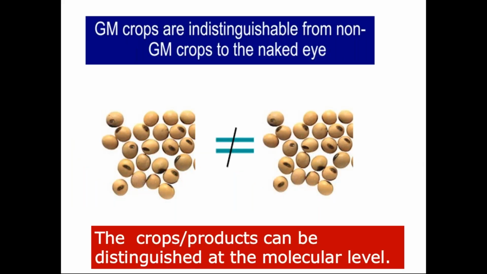So now comes the question of how do you identify a GM food or GM crop from a non-GM crop. Now, if you look at the seeds of the herbicide tolerant soya or the Roundup Ready soya, you cannot tell which is GM and which is not GM. So phenotypically, when we look at the characteristics, they cannot be distinguished. The only way to distinguish between these two is at the molecular level, and that is by testing the protein or testing the DNA.